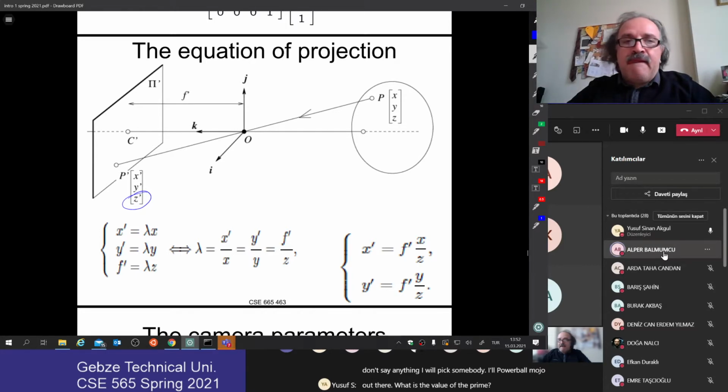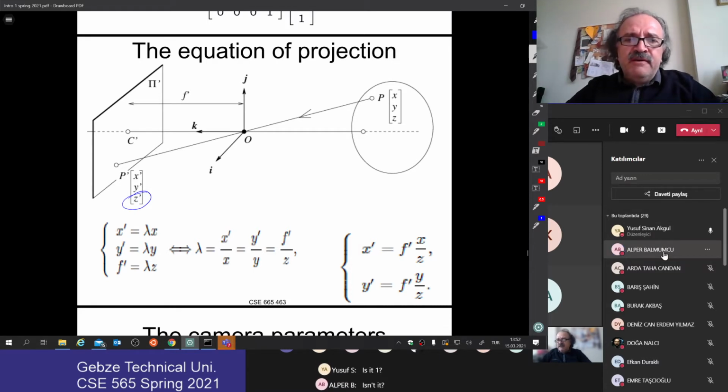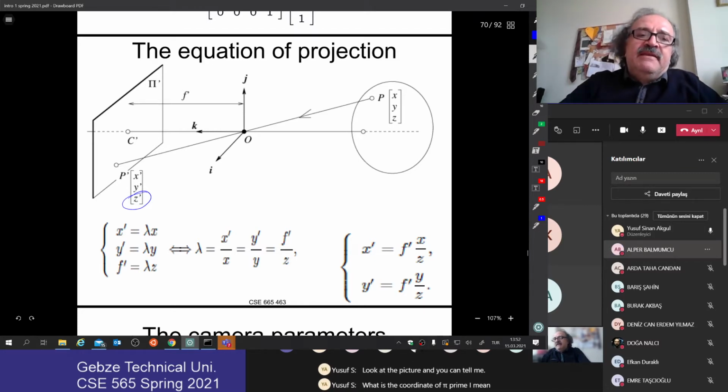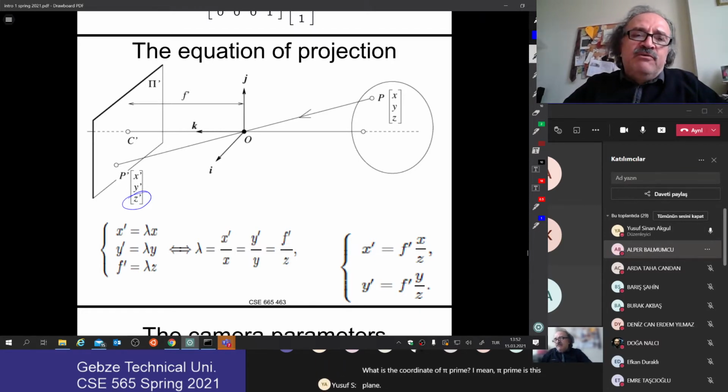So 1? Is it 1? No, it is not. But why did you say 1? Because it's a normalized distance. Do you assume? No, it is not 1. You are close, but it is not 1. Look at the picture and you can tell me. What is the coordinate of pi prime? Pi prime is this plane. X and y values change, but the z is constant. What is z?